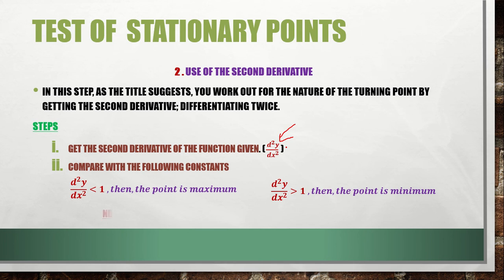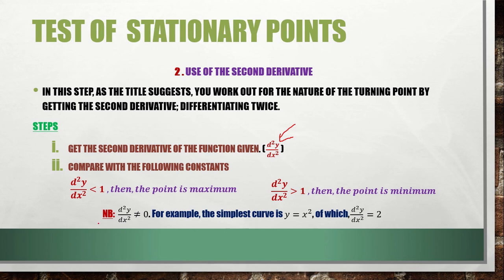Now, note something. The second derivative cannot, and is never, equal to 0. For example, the simplest curve you'll ever have is y equals x squared, of which the second derivative is 2. I believe you can differentiate it the first time, dy over dx, you'll get 2x. If you differentiate the second time, you'll get 2. So that is the simplest curve. In this case, you find that it's 2, and 2 is greater than 0. So if it's greater than 0, the turning point of this curve will be a minimum point. You can even prove it. It's a very short way like that.